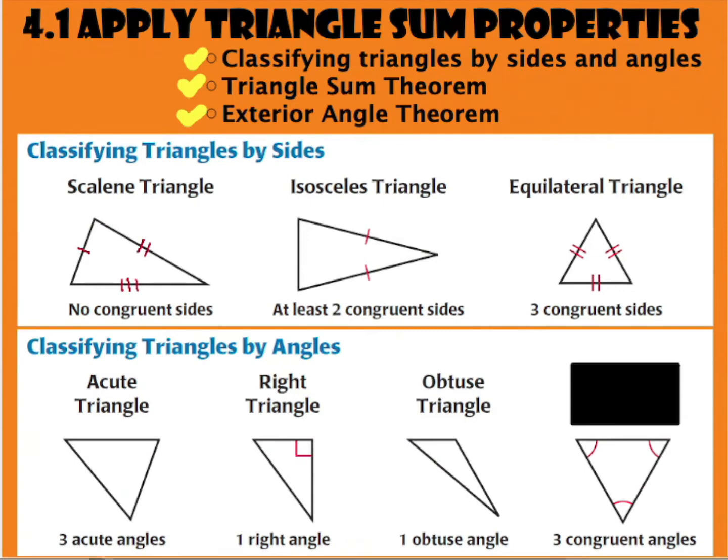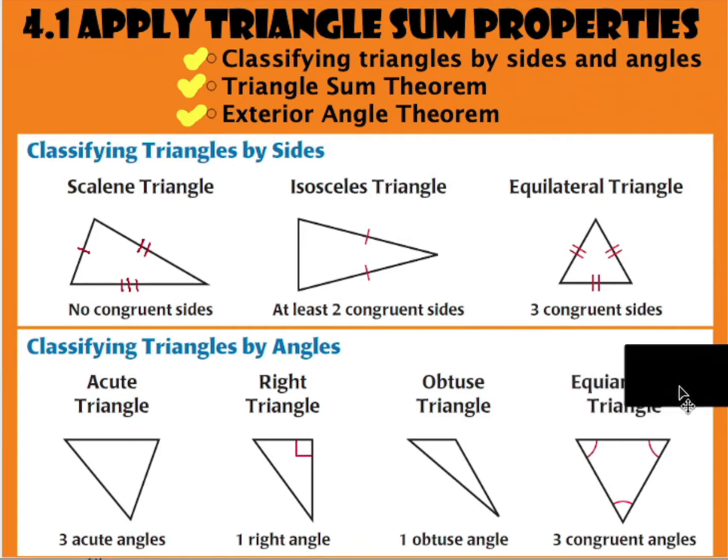And a special type of acute triangle that has three congruent angles, all the angles are congruent to each other, is called an equiangular triangle. Equiangular.